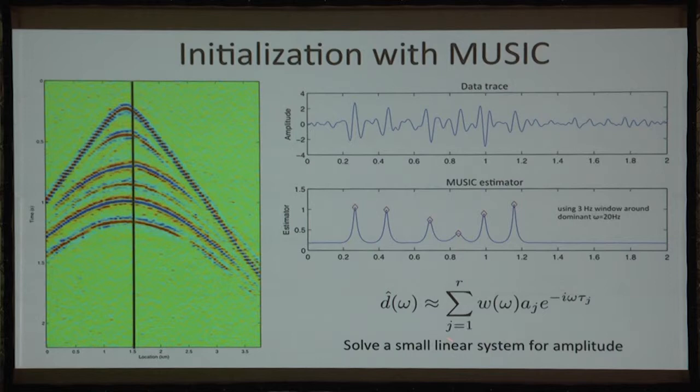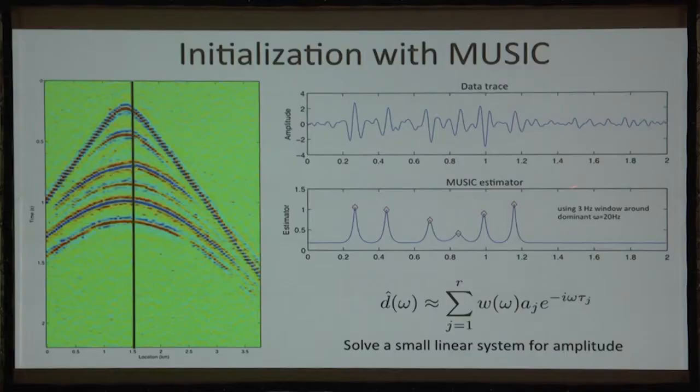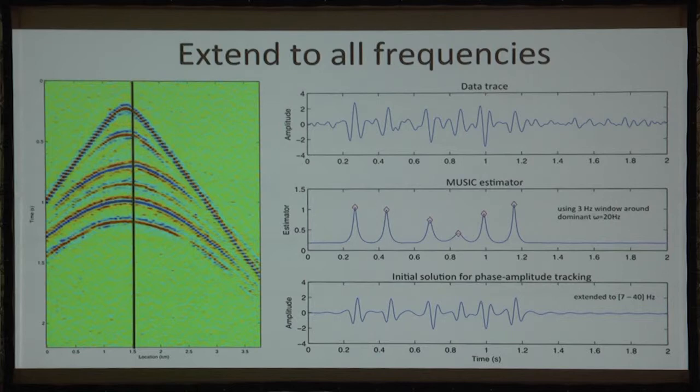So remember, we have solved the arrival time for each event. Now we can solve a very small linear system for the amplitude of each event. If we assume the amplitude in this 3 hertz window is representative for all the frequencies in the data, and the arrival time is also the same for all frequencies, we can expand the solution very quickly from 3 hertz to the whole frequency bandwidth we have. That gives us the initial solution for the tracking algorithm, which looks like this. This amounts to putting a source wavelet wherever you have picked the arrival. If you compare the initial solution with the data record, you can see that they are not cycle skipped, and you can do a direct comparison between the two to modify any discrepancies in phase and amplitude.